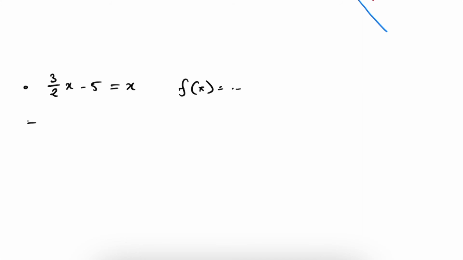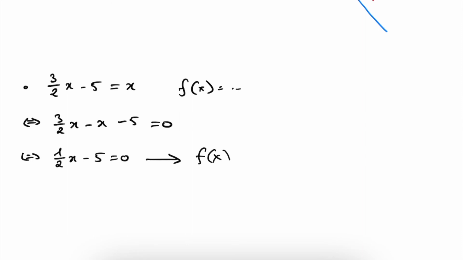And here, this is done straightforwardly by just getting this x on the other side of the equality sign. So we get 3/2 x minus 5 is equal to 0. Or if we get this 3/2 minus, well, 2/2, because 1 is 2 over 2, we get 1/2 x minus 5 is equal to 0. So we have our function f of x is equal to 1/2 x minus 5.